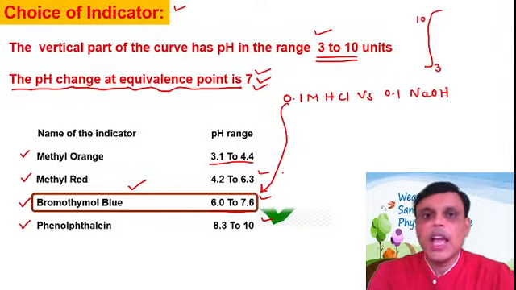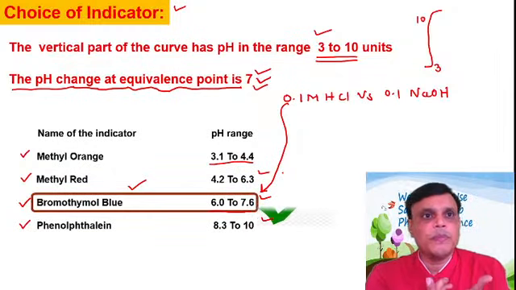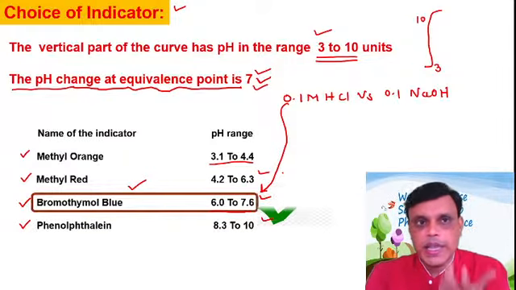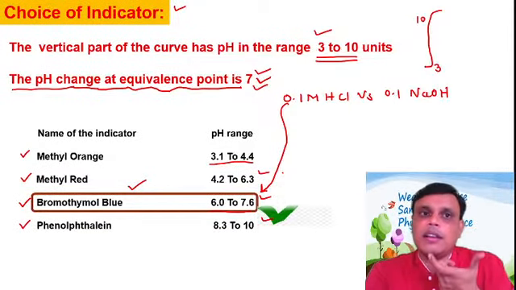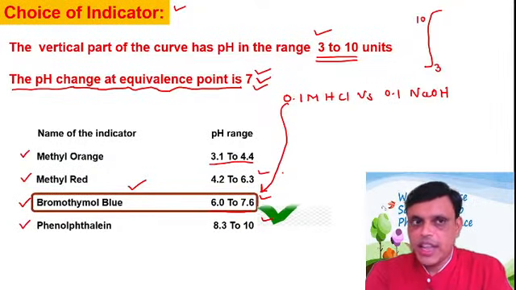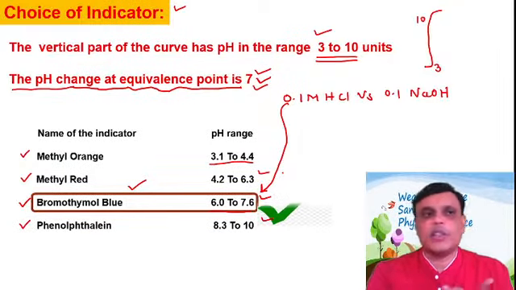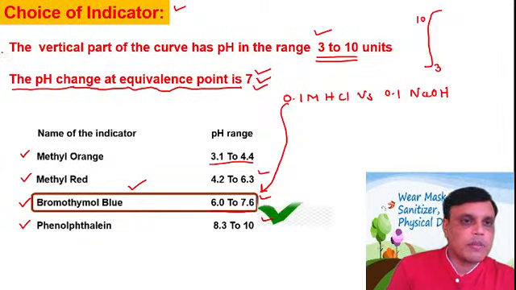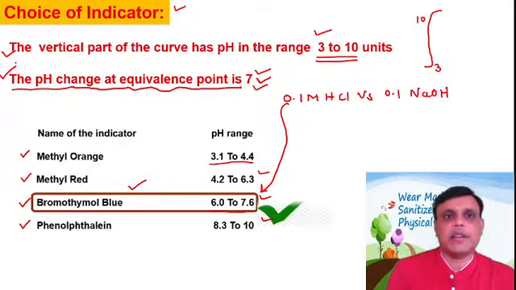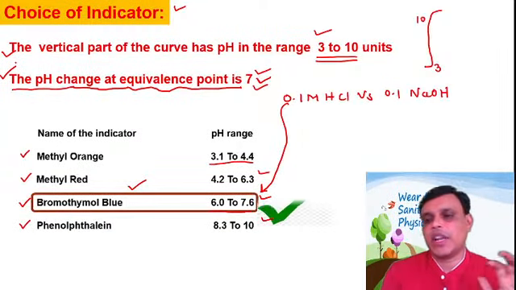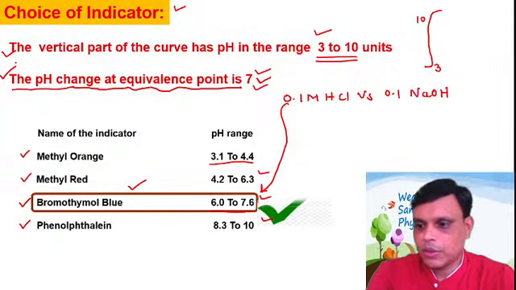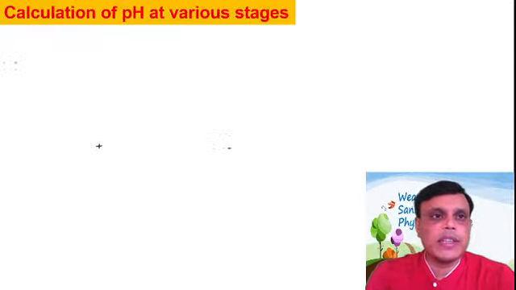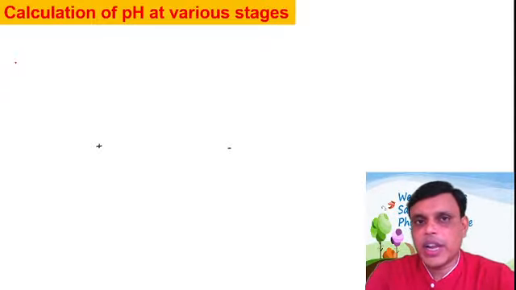Okay, understood how to choose or how to identify the best indicator? You have to see the pH range and the pH at the equivalence point. These two points you have to remember: the pH range and the pH at the equivalence point. Okay. Then the next point, we will see the calculation of pH at various stages.